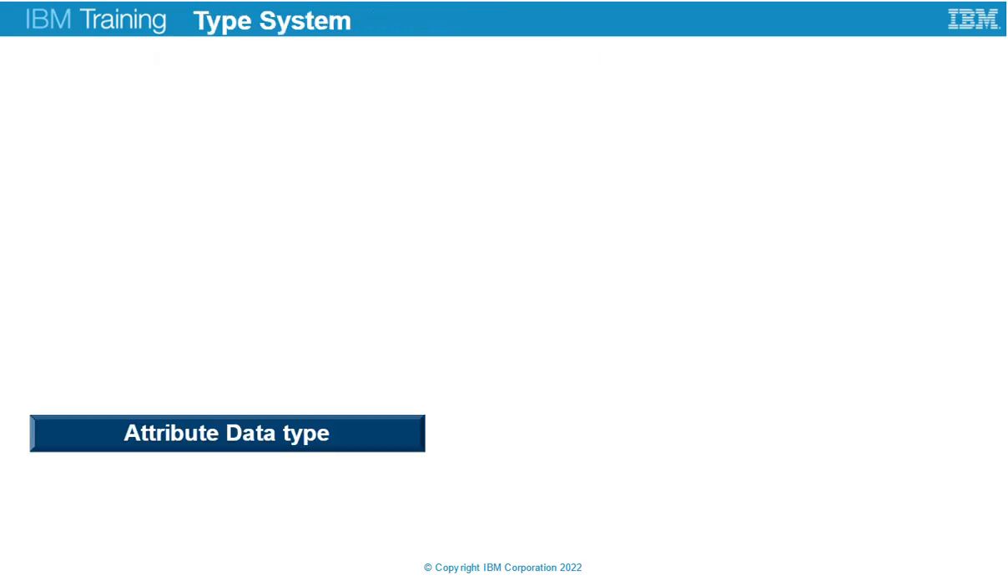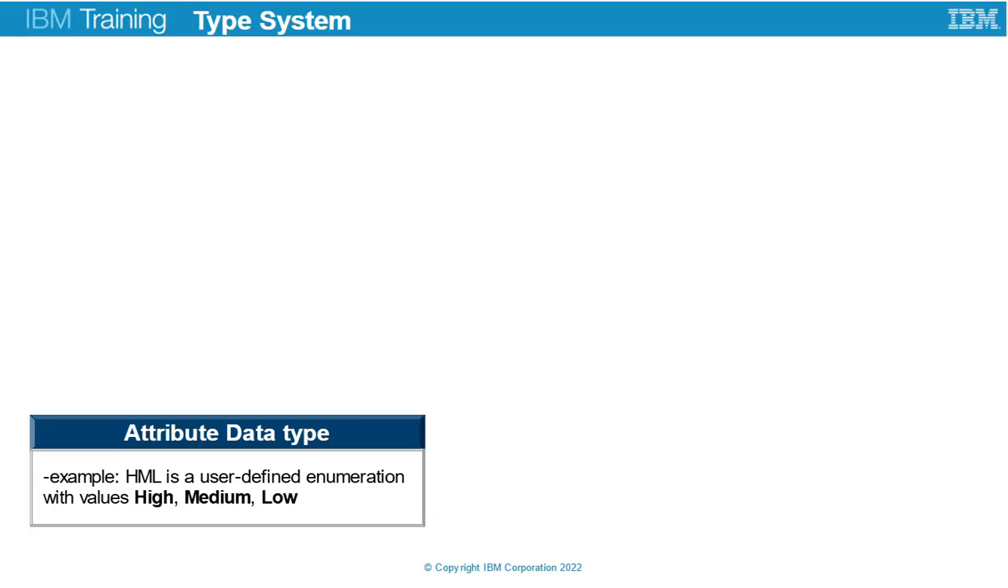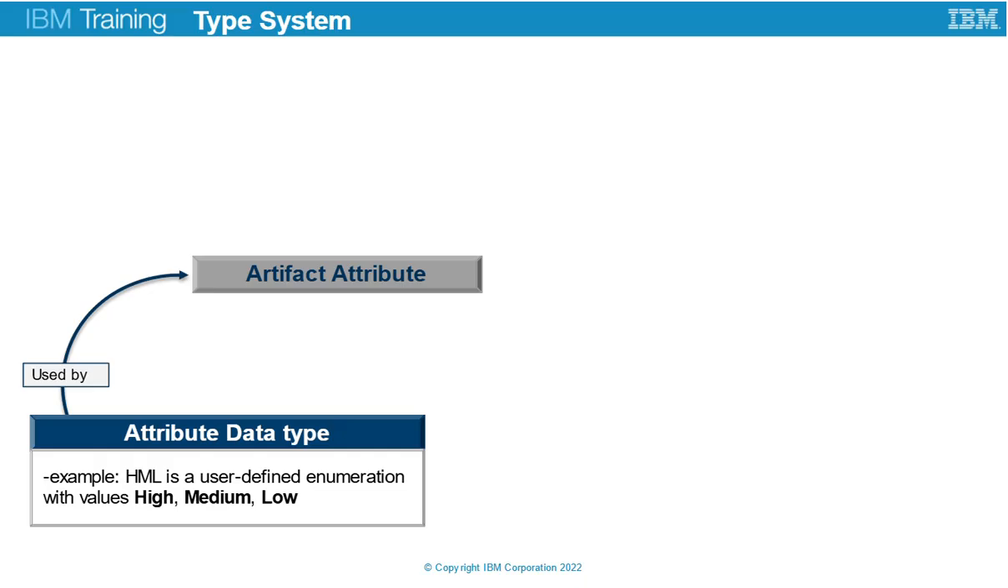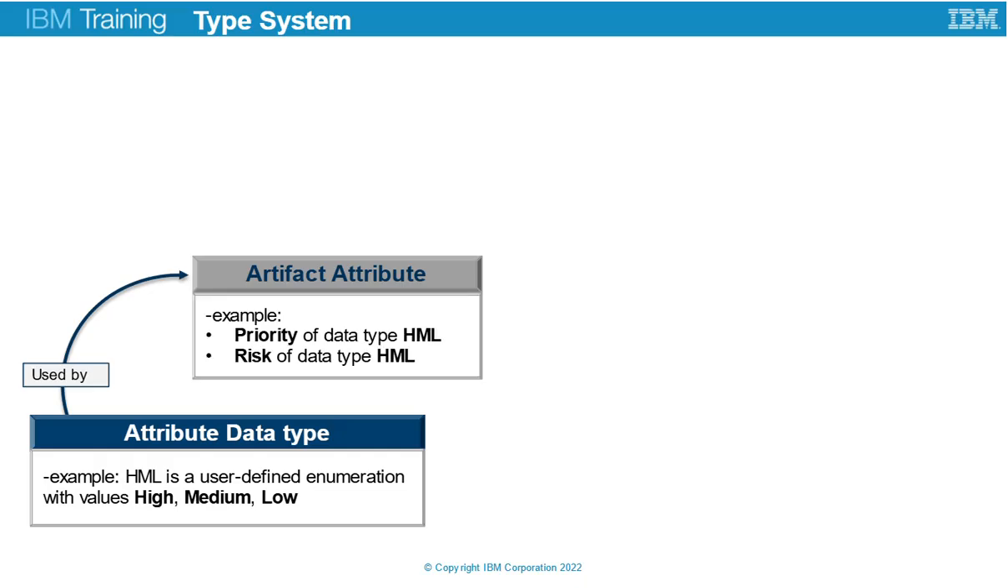An attribute data type defines what kind of information is stored and permitted in an attribute. There are a set of predefined data types that define integer values, string values, date values, and other basic formats of data. An artifact attribute defines a specific data field tracked by that artifact. For example, the priority attribute has a name and an attribute data type of HML, which means the values for the attribute can be high, medium, or low.